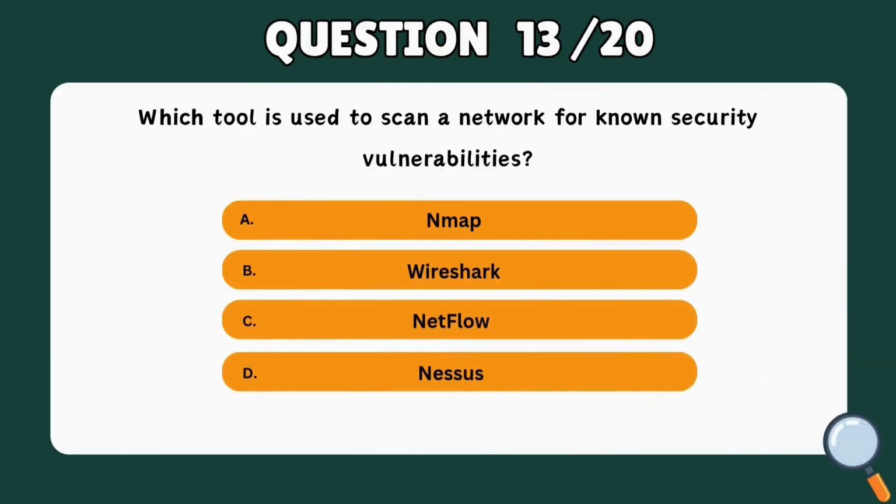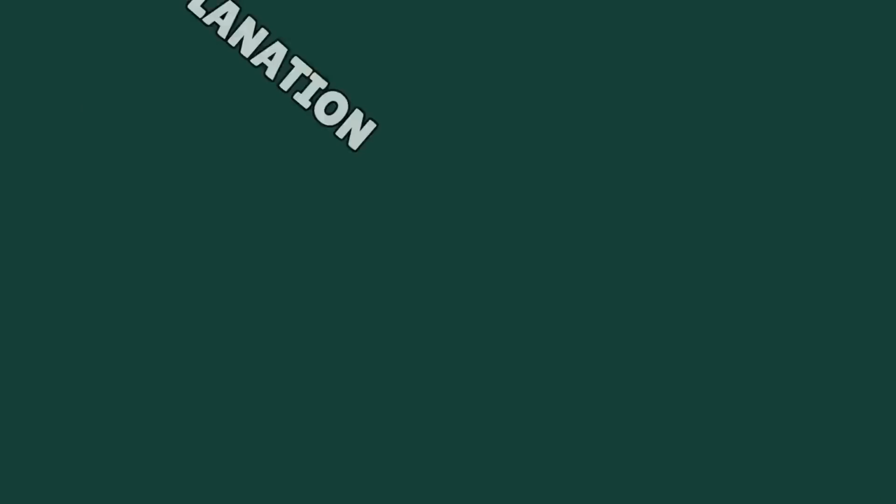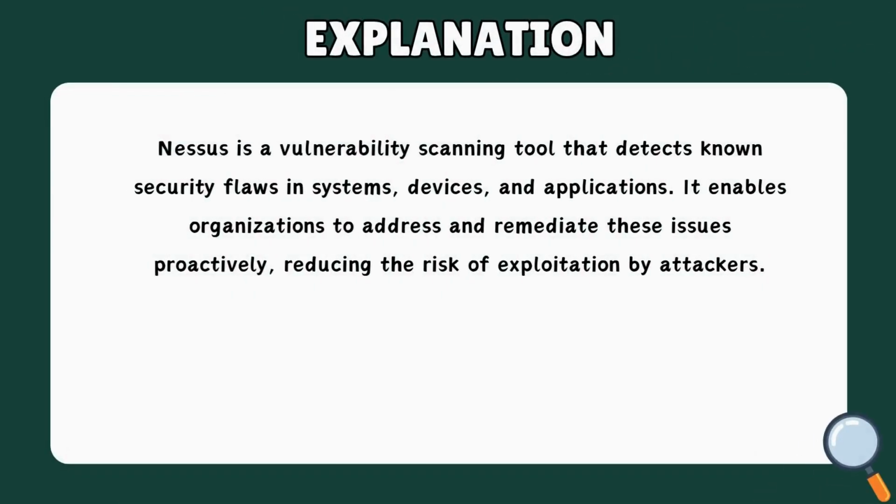Question 13. Which tool is used to scan a network for known security vulnerabilities? A. Nmap. B. Wireshark. C. NetFlow. D. Nessus. Correct answer: D. Nessus. Nessus is a vulnerability scanning tool that detects known security flaws in systems, devices, and applications. It enables organizations to address and remediate these issues proactively, reducing the risk of exploitation by attackers.